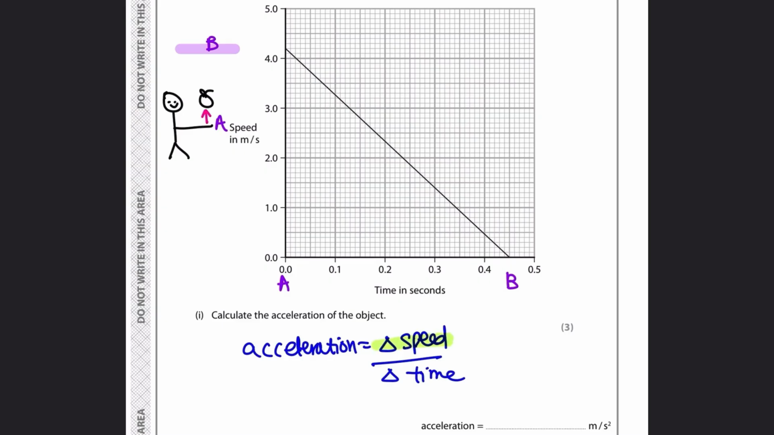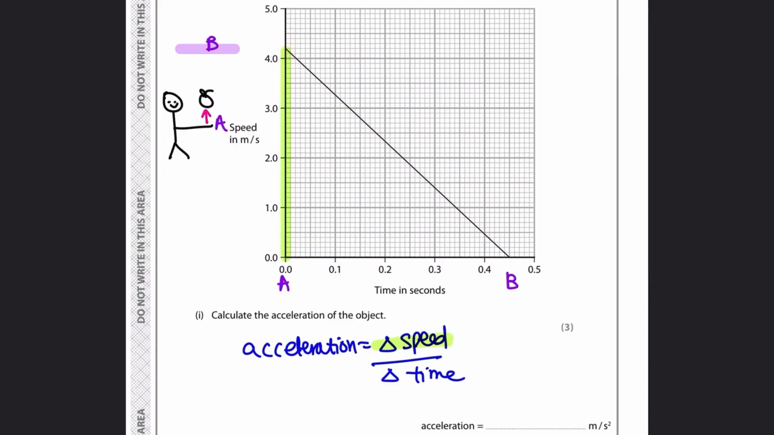if you have math vision, it's a special talent, you can see that this is actually the gradient. When you see a graph in physics or in any science paper, try to think of the gradient. Describe the gradient, calculate the gradient, use the gradient. It's usually a very good way to get marks. So in this case, the change of speed is basically the vertical part of this graph. It's changing from 4.2 down to 0. That's the change of speed.